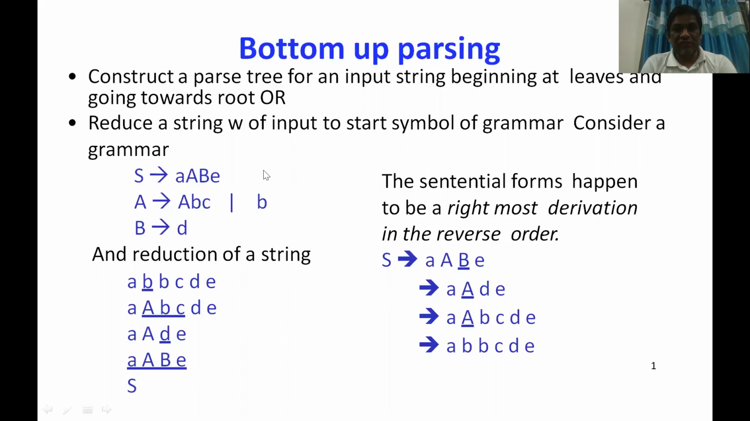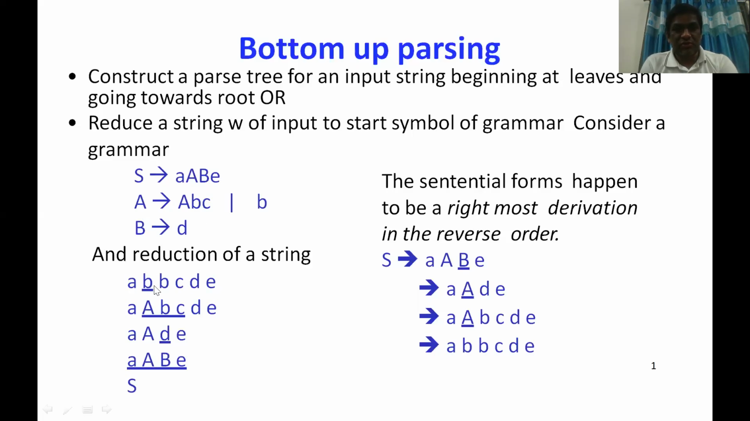To understand this, for example, say this is the grammar. S implies small a, capital A, small e. Capital A implies capital A, small b, small c, or small b, and capital B implies small d. There are a total of three variables, S, A, and B. Capital letters are variables, small letters are terminals. And let us say we want to reduce this.